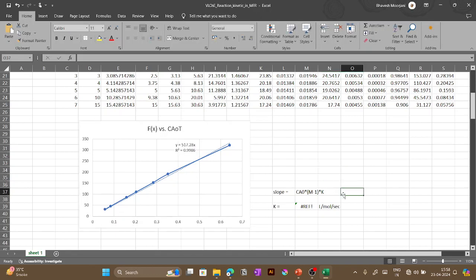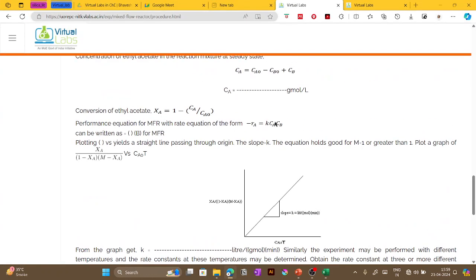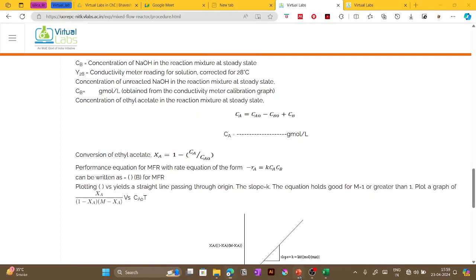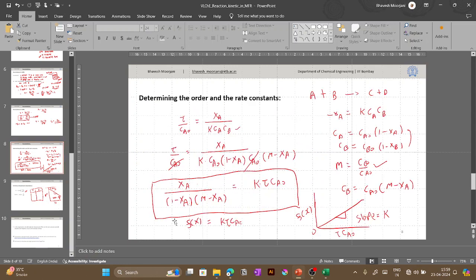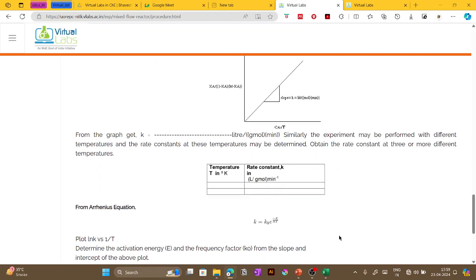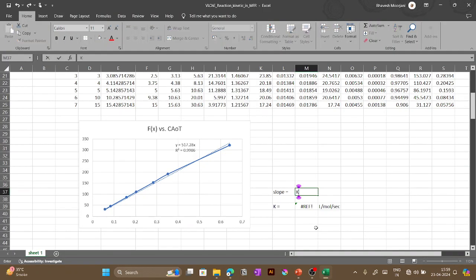So this is the stuff. Okay, now sorry for this, slope in this case. So what is our slope? Slope is directly k, because we are plotting this equation. We are plotting function of x versus k into tau ca0. Okay, so slope will be directly k. So slope is equal to k and what is the value? 517.28.